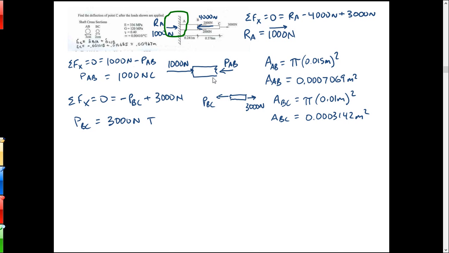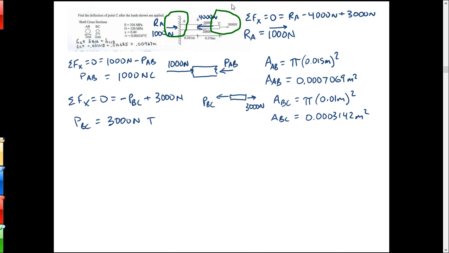And then I do the same thing further out between B and C, but I'm just doing it the easiest way I can come up with. So the easiest way there is to use that for the free body diagram and find the internal force. So I got 3,000 pulling, so I've got 3,000 at BC pulling back the other way, so that's 3,000 tension. So I go inside that bar and find the internal forces.